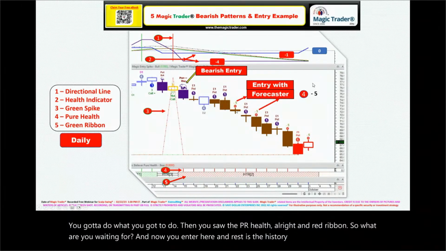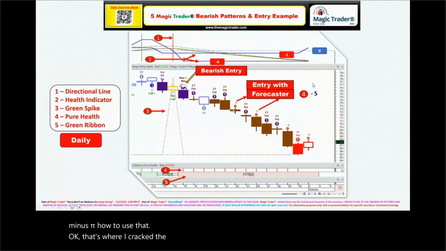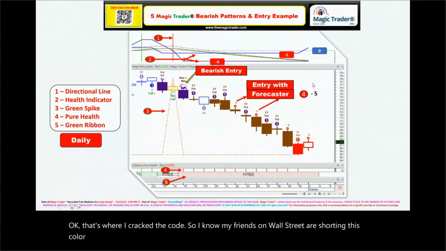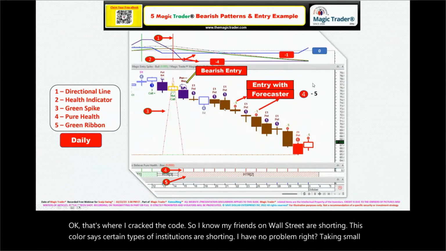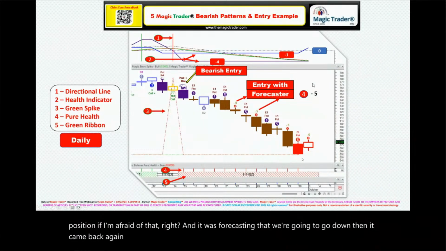Let's see in between. Minus pi, how to use that? Okay, that's where I cracked the code. So I know my friends on Wall Street are shorting. This color says certain types of institutions are shorting. I have no problem, right, taking a small position if I'm afraid of that. And it was forecasting that we're going to go down. Then it came back again, same color.